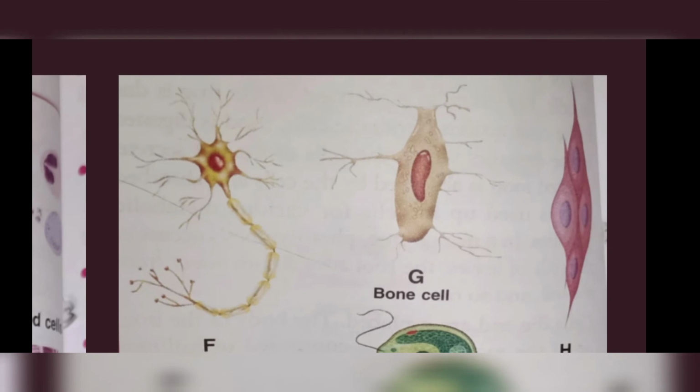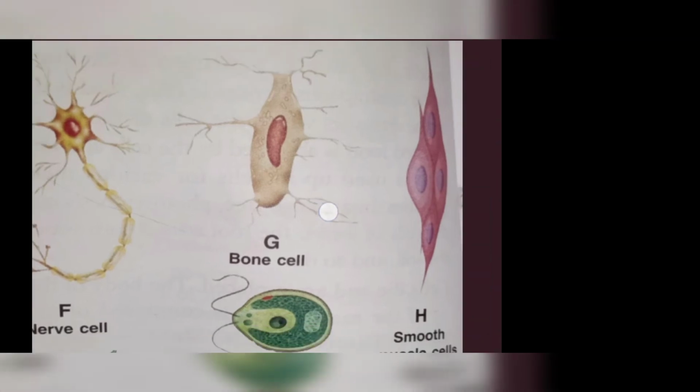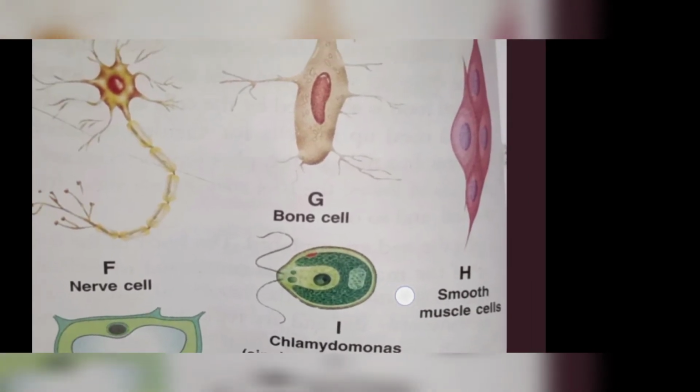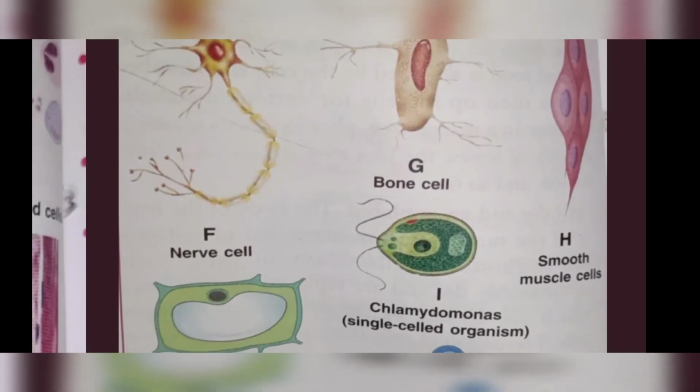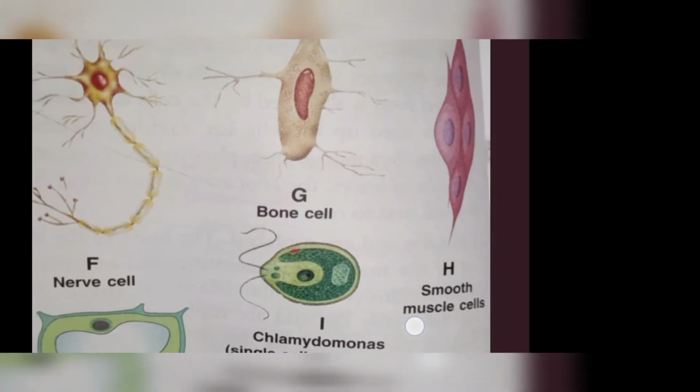These are bone cells. What are bone cells? Bone cells are the cells which make our bone and give shape to our body.